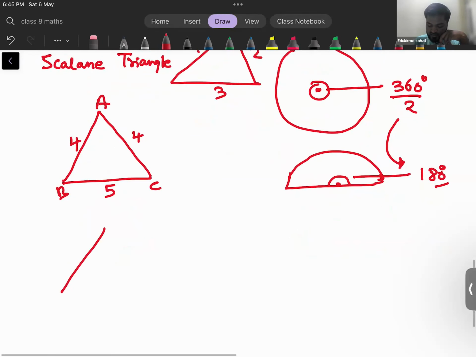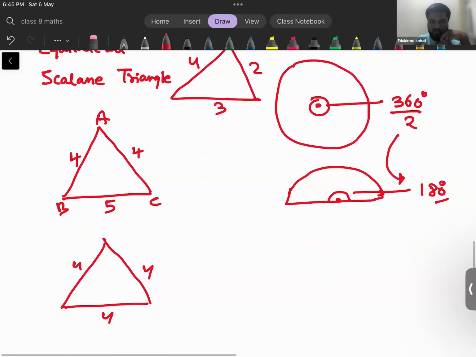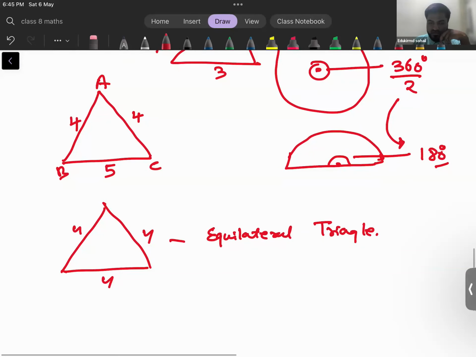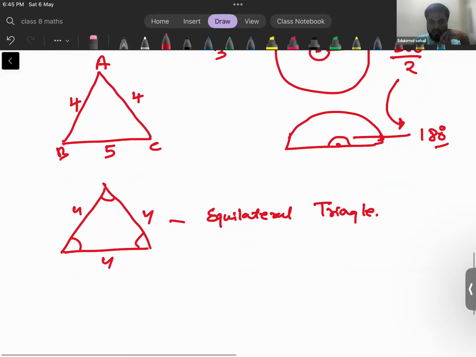Or if I have a triangle like this in which all the sides are equal, 4, 4, 4, that is an equilateral triangle. Okay. There's one more property which is equal in an equilateral triangle. Can you point that out? Pythagoras property? No, for that you need to have 90 degrees in a triangle. But in an equilateral triangle, apart from their sides being equal, one more property is found equal. That is their angle. Right.